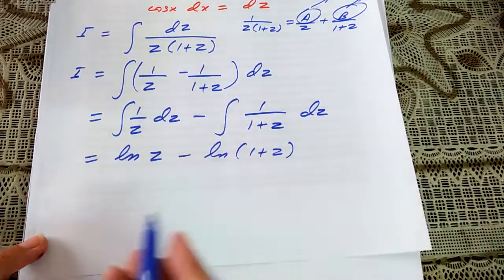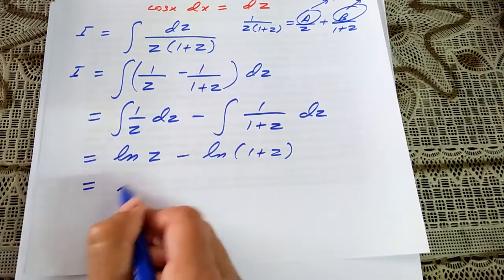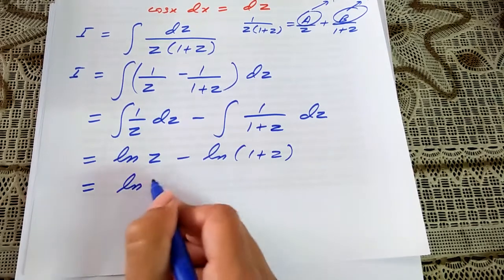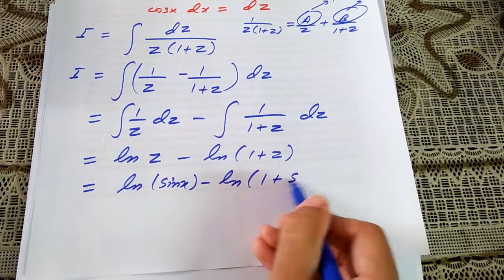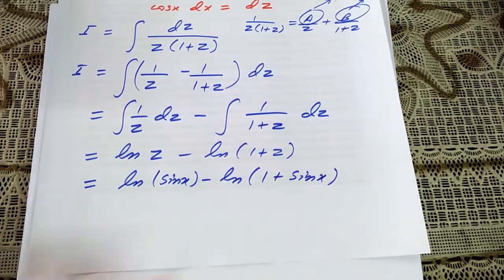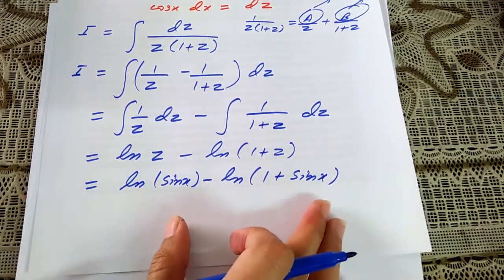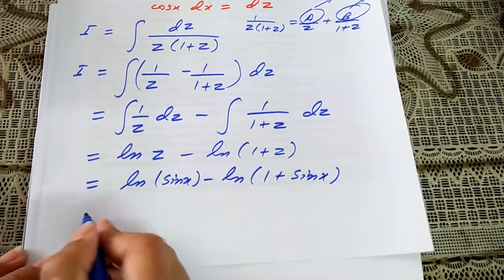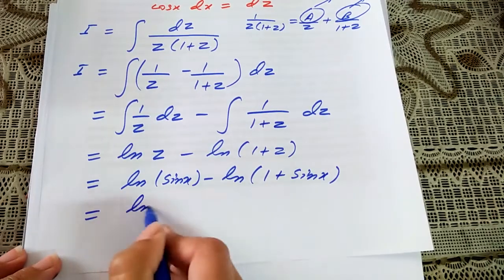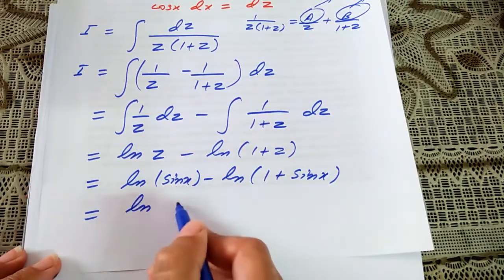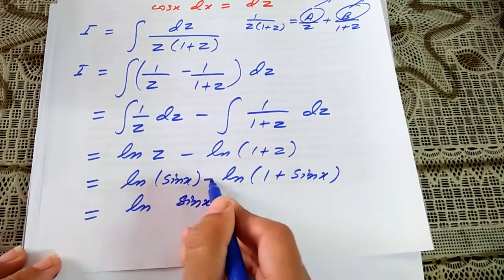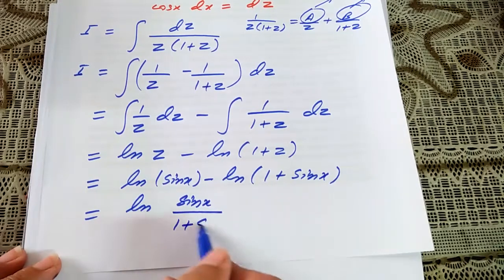Now substitute back the values of z here. We will get here ln sine of x minus ln 1 plus sine of x. You can leave your answer here as well, but you can also simplify it further. You know that this is a property of ln. We can combine both ln as 1 and it will be sine of x, and the negative thing will come in the denominator like this.